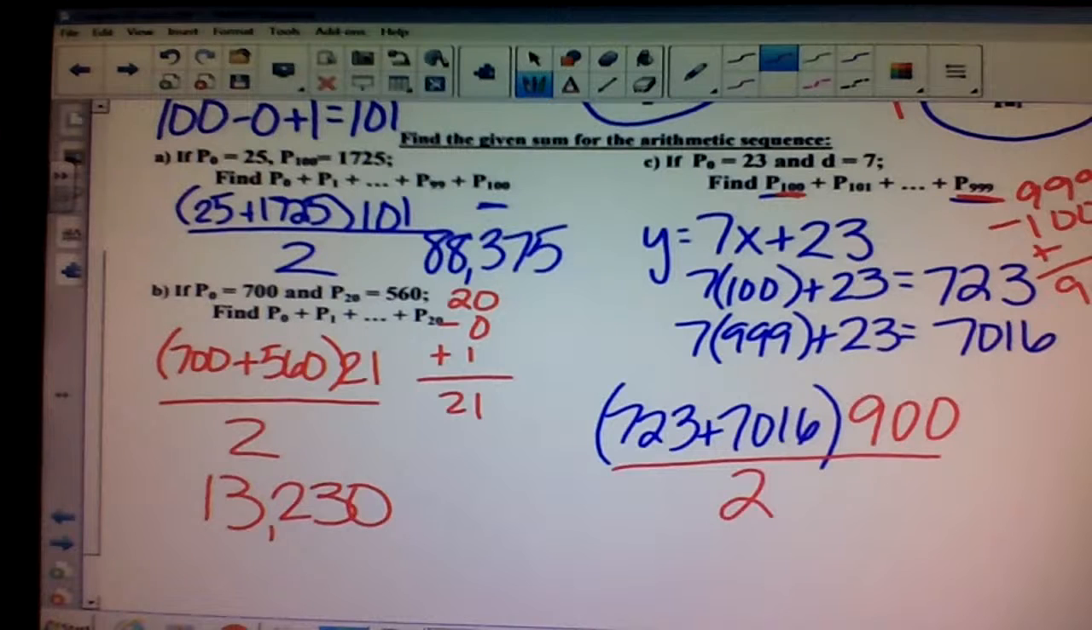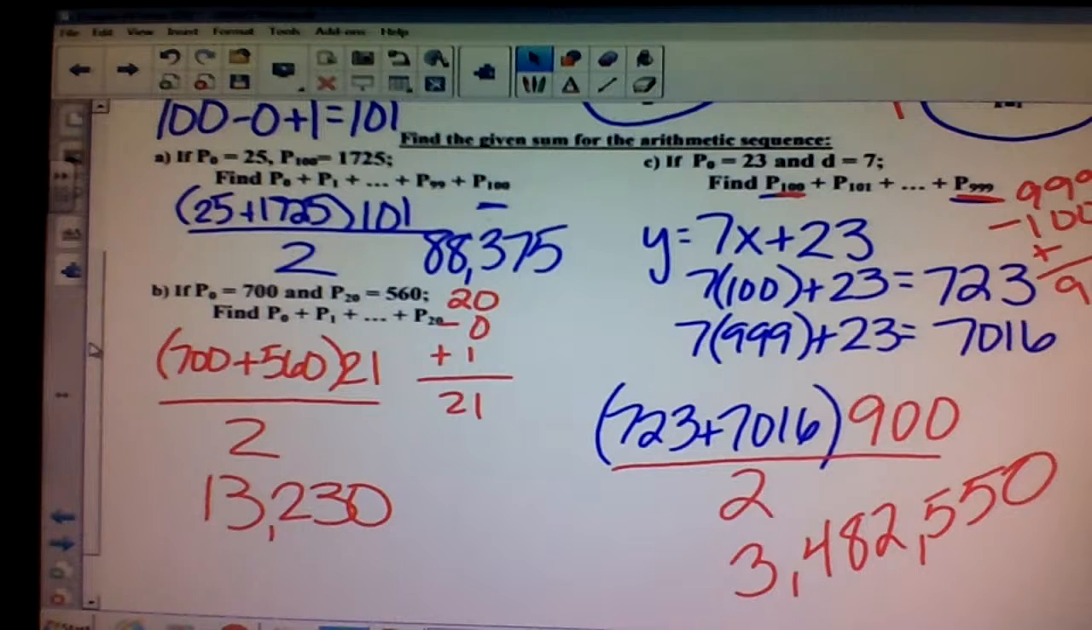I thought you said divide by 2. Like you have to do all that hard work, and then the formula says divide by 2. 3,482,550. That's crazy. Look at the number. Just imagine if you had to find all those numbers in between 100 and 999 and add them all up yourself. Can we just get easy numbers into this?